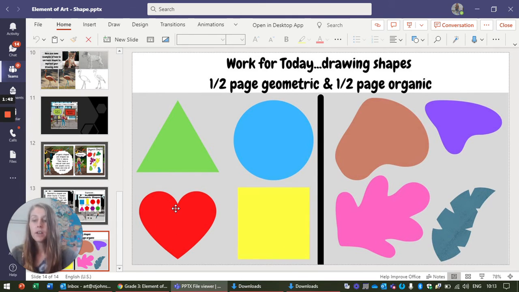Now boys, hearts are sometimes organic and sometimes geometric because it depends on symmetry. So if you folded this heart in half, it would match up exactly. So if you do a wiggly heart, then it would go on the organic side. But that's one that people get confused with. Don't worry about it. Our main ones that we need to focus on are triangles, circles, squares, anything with a flat boundary or even a big nice circle. So if you can fold it in half and it matches up nicely with itself, that is a geometric shape.